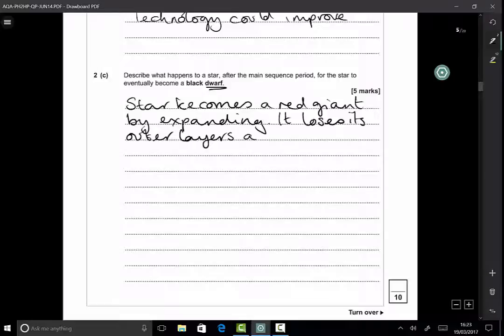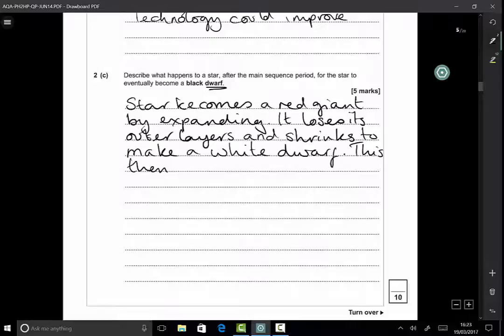And it shrinks because it's lost its outer layers. And what's left behind is a white dwarf. So we've got 4 points there. It expands, it becomes a red giant. It shrinks, it becomes a white dwarf. This then gets cooler and dimmer to become a black dwarf.